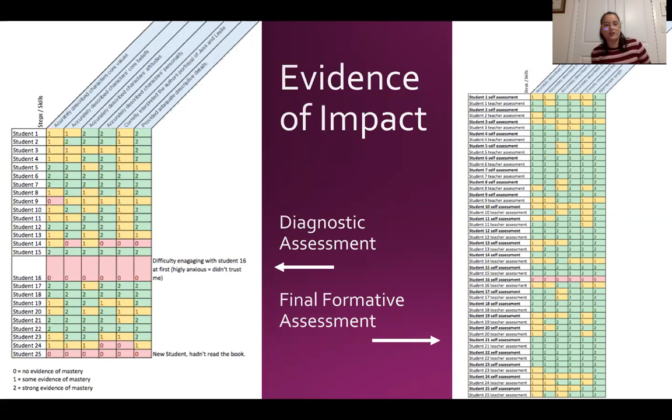So you can see a lot of ones in the diagnostic assessment category, but then when we move over to this correctly interpreting the author's portrayal of the character over here, there's still some ones, but way more twos, which is awesome. And yeah, so just in general, great improvement there, which I was really happy to see.